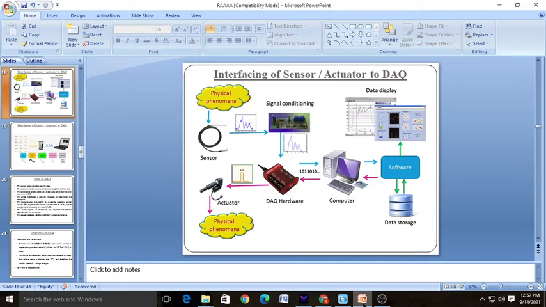We already started our chapter number 2, named data acquisition and signal conditioning. Today we are going to see the concept of data acquisition. In short, we write it as DAQ.